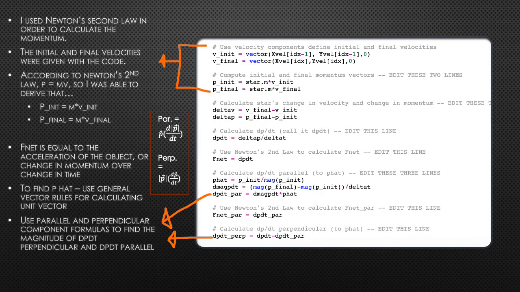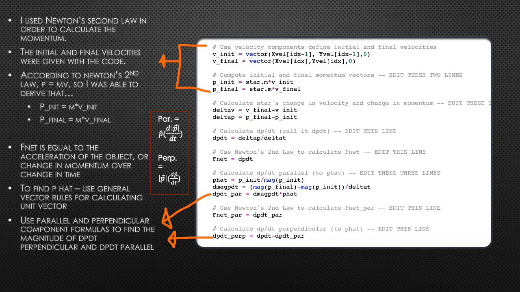Next, I used Newton's second law in order to calculate momentum by taking the initial and final velocities given by the code and multiplying each of these by the star's mass. After this, I was able to calculate the change in momentum and the change in velocity, and subsequently the net force. The net force is the change in momentum over the change in time multiplied by p hat, which is in the direction parallel to the motion of the star.